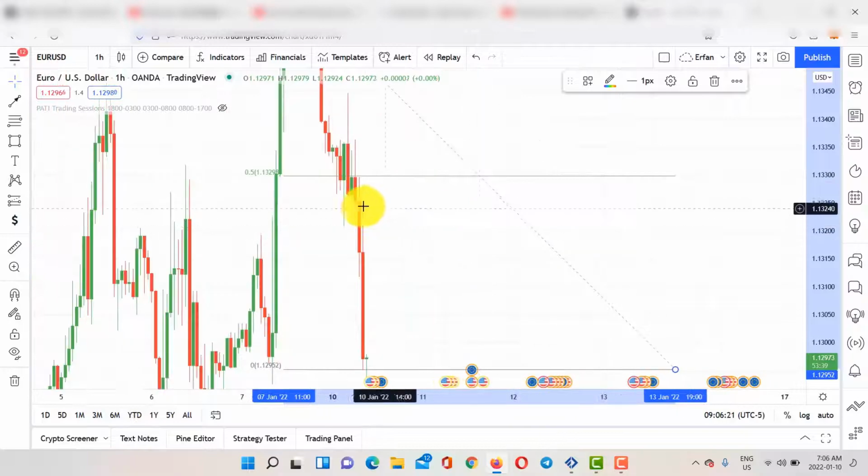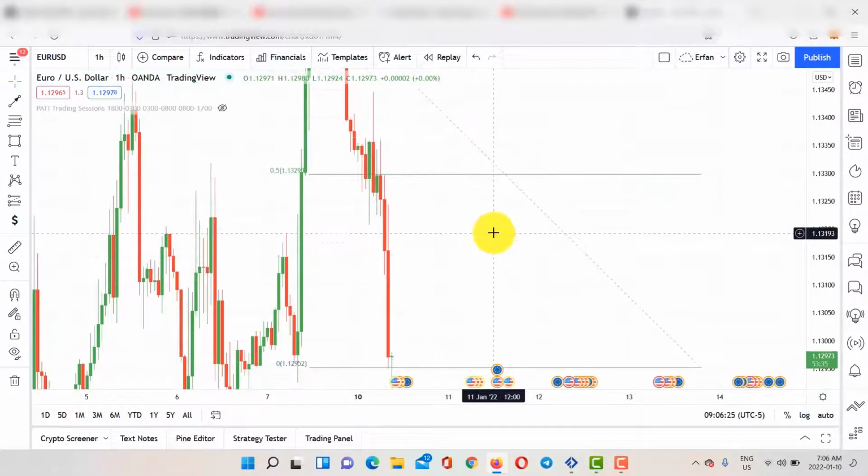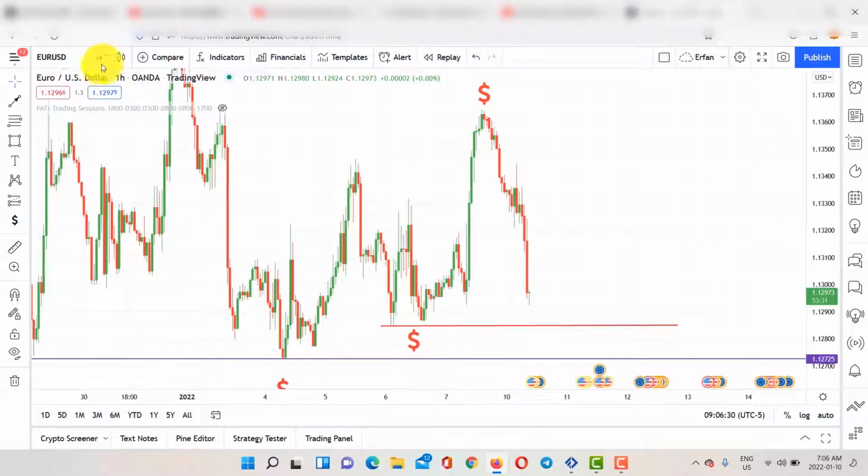So this 50% makes this order block here, but it's not an order block, as you know. It's not an order block because everything is tapped into. So for Euro USD, we are good for now. We'll see what happens in like 30 minutes. Okay, so this is Euro USD.